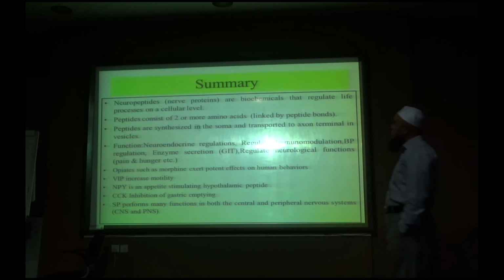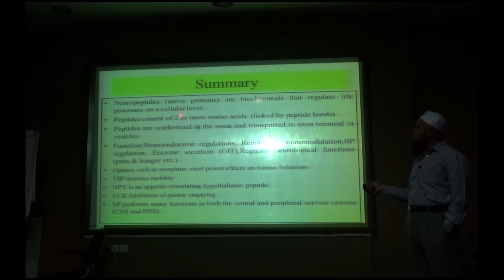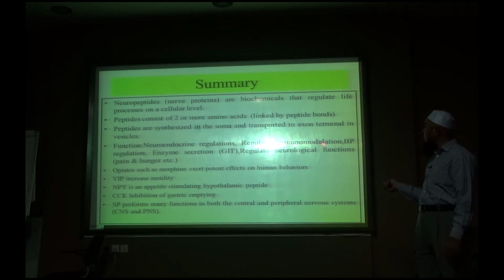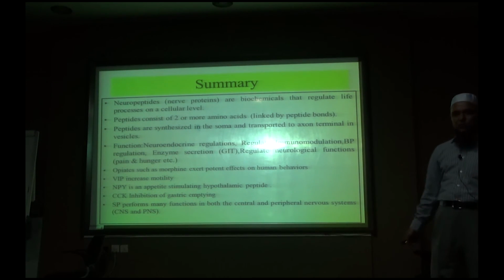So, in summary, neuropeptides are the nerve proteins. A peptide consists of 2 or more amino acids linked together by peptide bonds. Peptides are synthesized in the soma and transported to the axon terminals. They have different functions: neuroendocrine functions, regulating immunomodulation, blood pressure modulation, water and sodium retention, pain modulation, pain regulation, appetite control. These are all our functions. Hunger and the eating process are controlled by this.